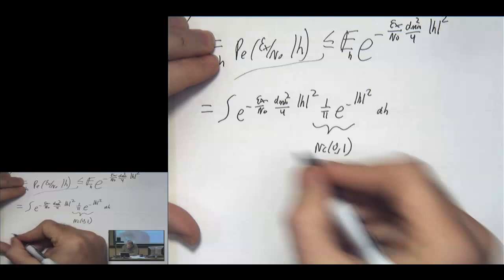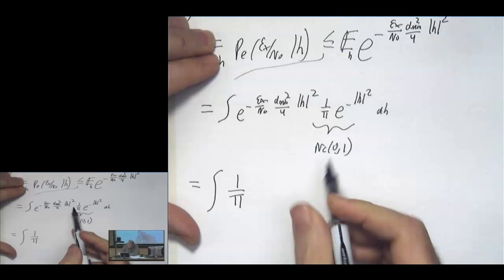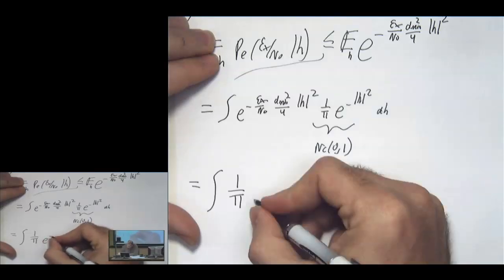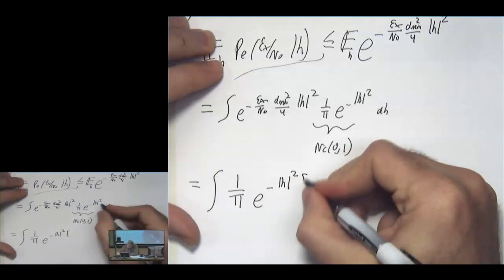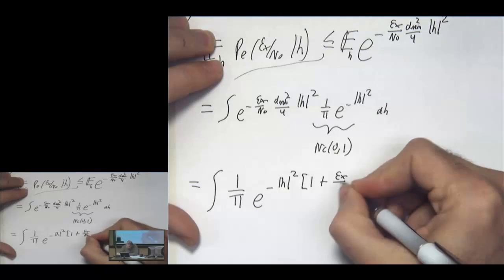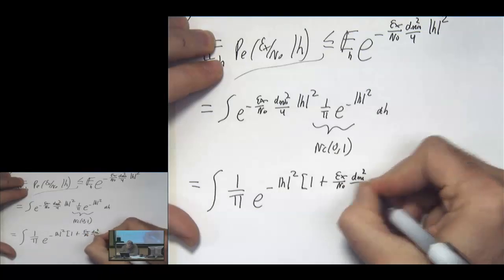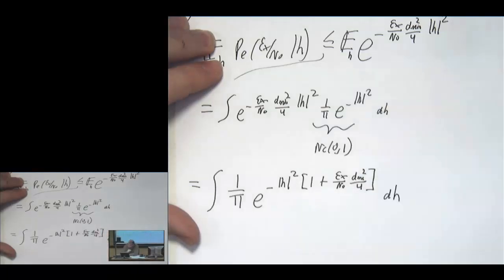So first of all, we're going to simplify this. I'm going to put the 1 over pi here, and then I'm going to combine these together. So this is going to be e to the minus magnitude of h times 1 plus, and then we have this stuff over here, Ex over N naught d min squared over 4. And now this almost looks like a complex Gaussian distribution, except that the variance term, which we'd expect to be in the denominator, is sitting up here.